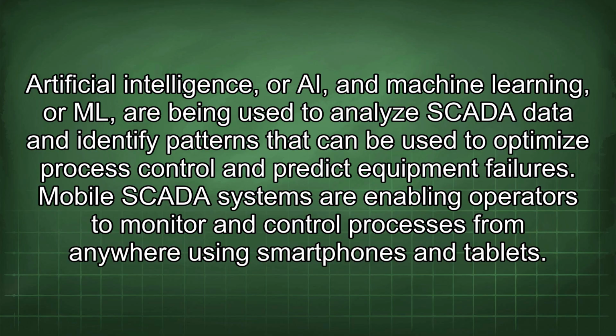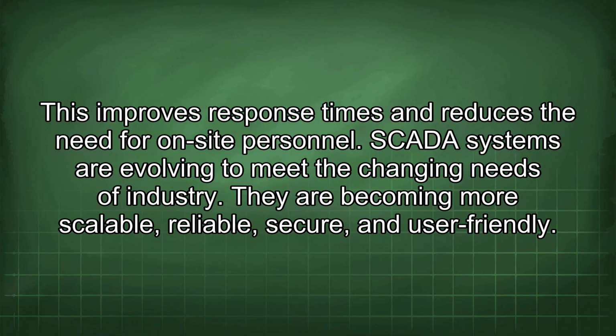Artificial intelligence, or AI, and machine learning, or ML, are being used to analyze SCADA data and identify patterns that can be used to optimize process control and predict equipment failures. Mobile SCADA systems are enabling operators to monitor and control processes from anywhere using smartphones and tablets. This improves response times and reduces the need for on-site personnel.